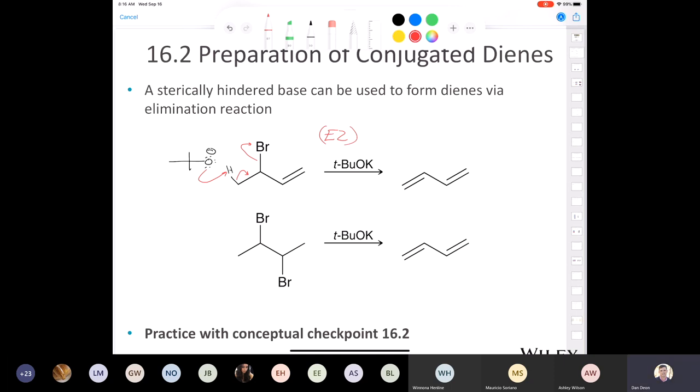And the next one would just be a double E2 reaction. So you would pull off this proton, and you'd pull off this proton, and you could draw the mechanism for that if you want to do that. But that's the way that we would make a conjugated diene like that.